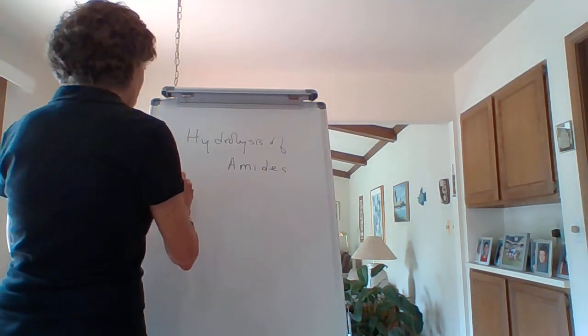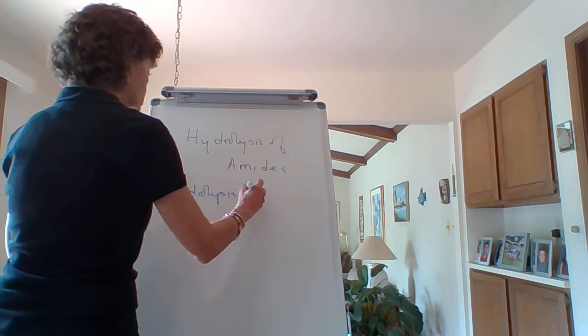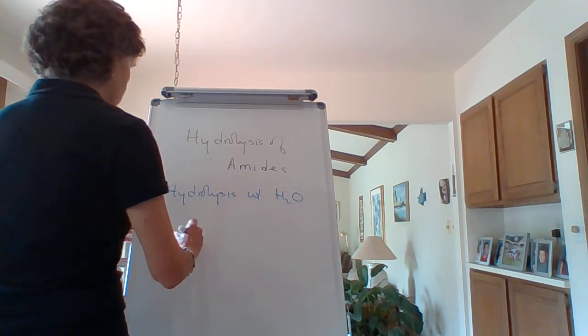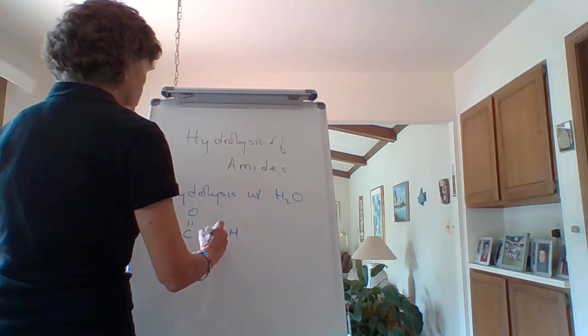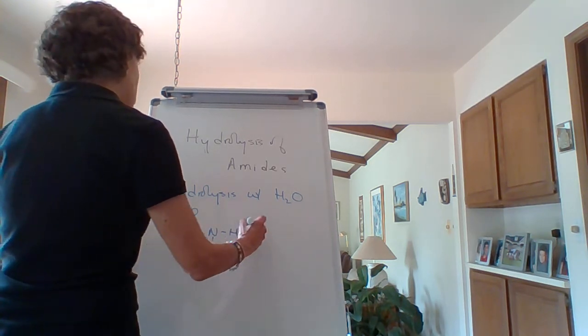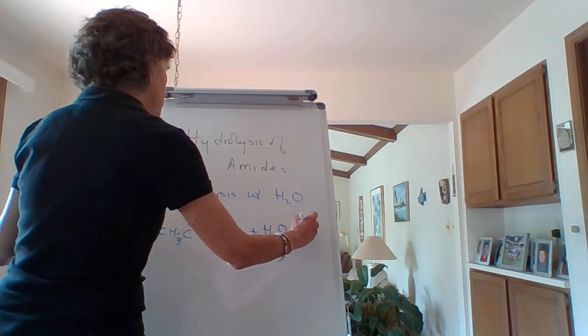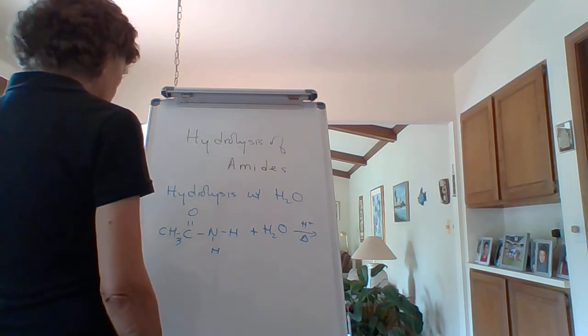So let's do the first one. This is just hydrolysis with just plain old water. So we've got our amide. Just make it really simple. And I'm going to throw in some water. I'll put in some heat, a little bit of a catalyst. And what are you going to end up getting?